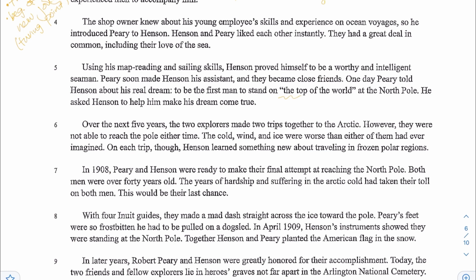So, of course, "on top of the world" is kind of in quotations. It's not literally on top of the world, because, of course, Earth is a sphere. But the North Pole here is kind of like near the top.